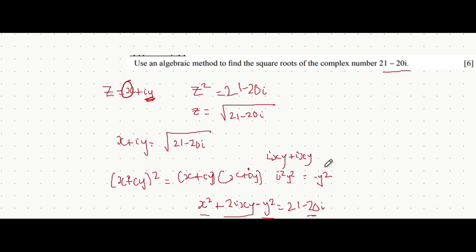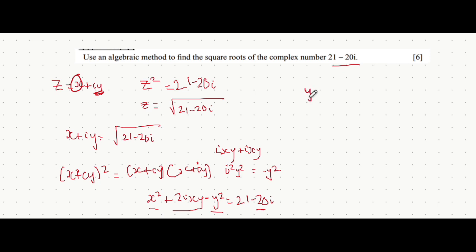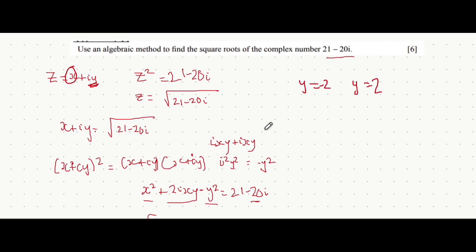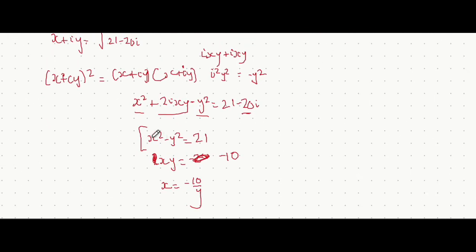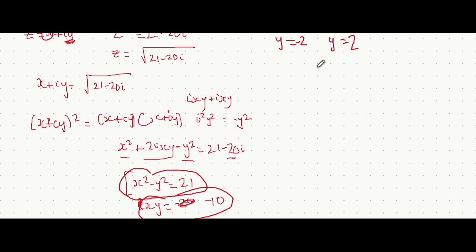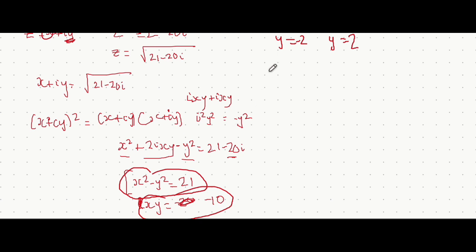Now that we've got these two roots, y equals minus 2 and y equals positive 2, we need to think about how to find the value of x. Well, the easiest way is to look at the equations that we formed, these two equations which we know to be true, and you can substitute y equals, let's use the second one, xy equals minus 10. You can replace y with minus 2 in each of these and find the value of x.